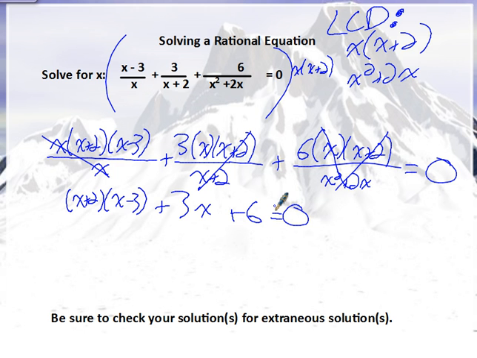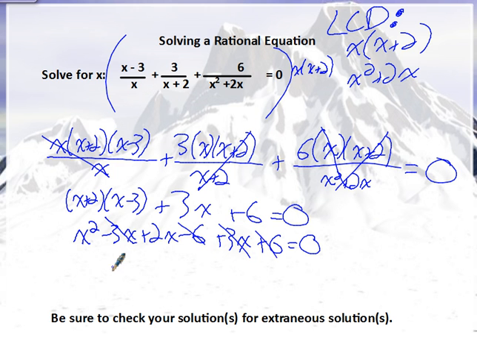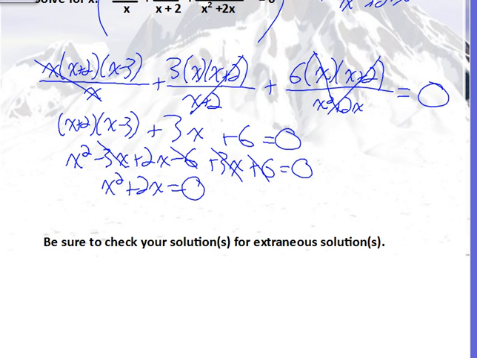Alright, so I'm going to multiply this business out here, foiling, so I get x squared minus 3x plus 2x minus 6 plus 3x plus 6 equals 0. Looks like I'm going to get some stuff to cancel. My minus 3x plus 3x, minus 6 plus 6. So I get x squared plus 2x equals 0. Alright, and we see from there I can factor out an x. So I'm left with x plus 2. Set both equal to 0. I get x equals 0. And x equals negative 2.